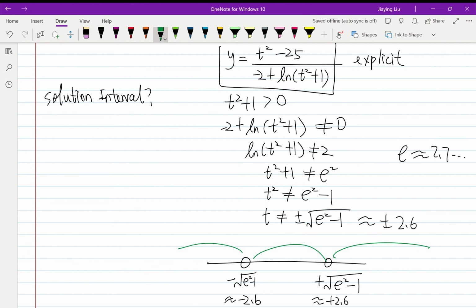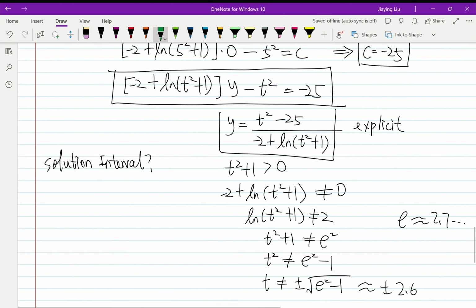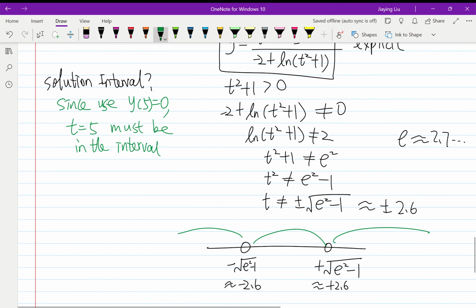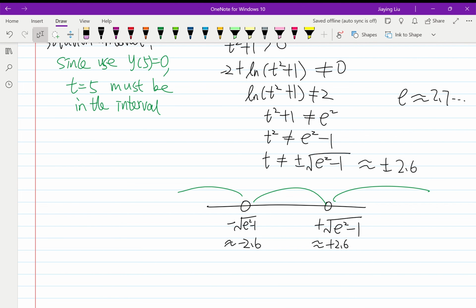But now we do have a specific solution with an initial condition. What do we use? y of 5. Since y of 5 equals 0, that means t equals 5 must be in the interval. So we need an interval that includes t equals 5, which is this part, because that's to the right. So the solution interval is going to be from positive square root of e² minus 1 to positive infinity.